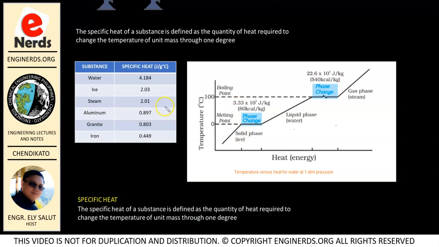The same is true for different types of metals. As you can see, aluminum here is 0.897 and iron is 0.449. So, aluminum has a higher specific heat compared to iron. That is why aluminum takes longer to heat compared to iron, because aluminum will need more heat compared to iron to change its temperature by 1 degree.